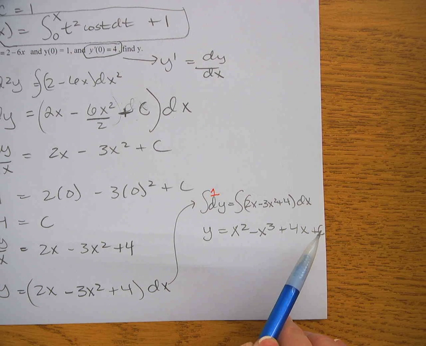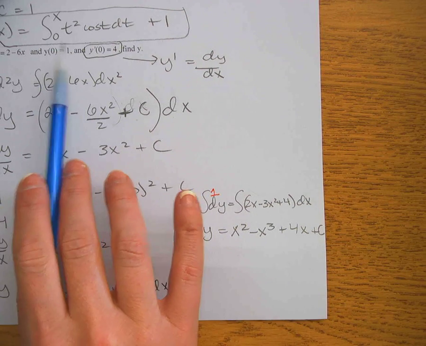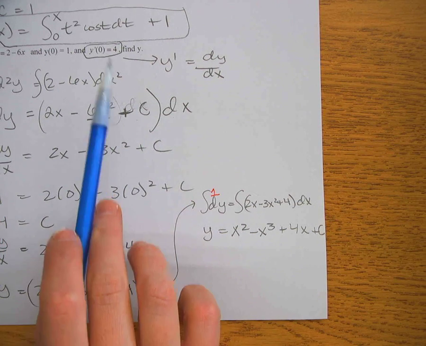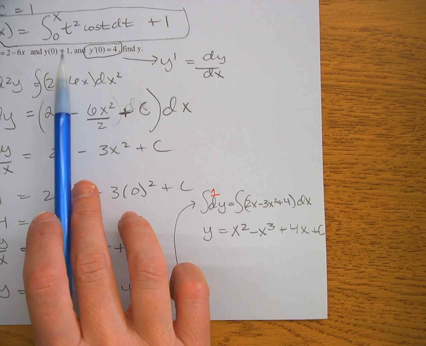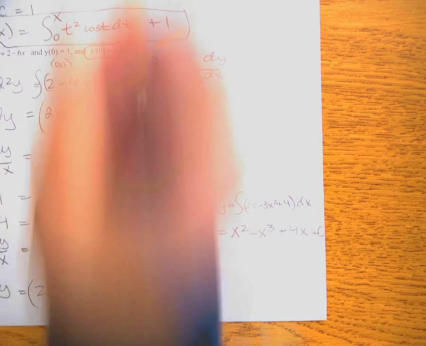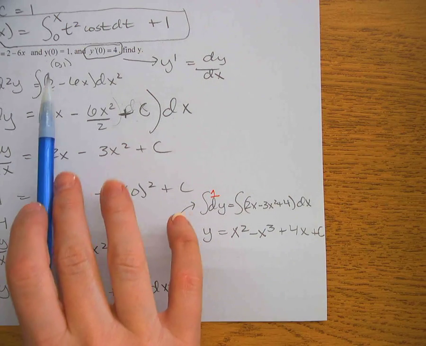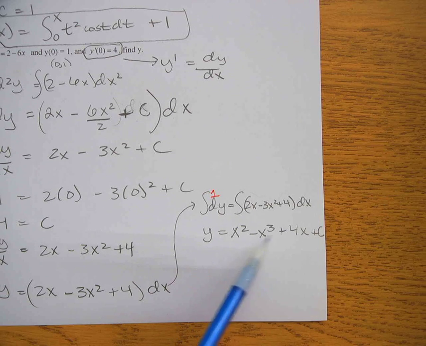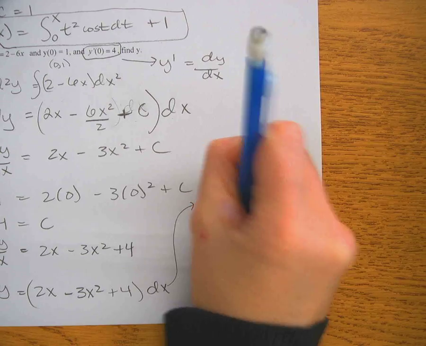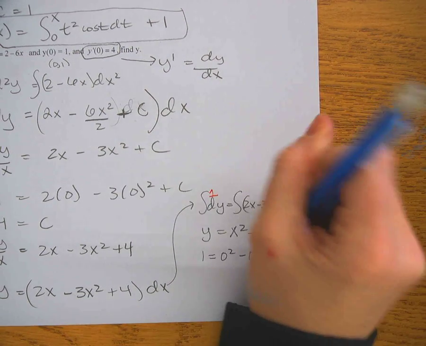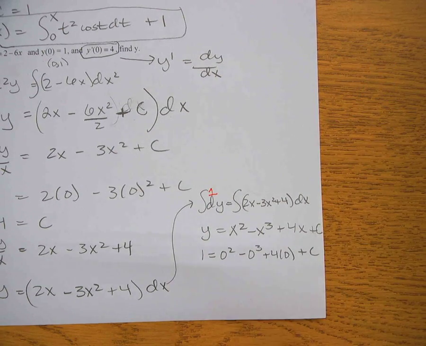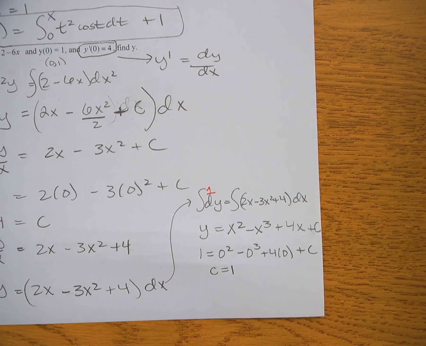And the last thing I need to do is solve for c using the other initial condition I was given. I was told that y, which is this right here, is equal to 1 when x is 0. So I have the point (0, 1). I can plug 0 in for x and 1 in for y. So I get 1 is equal to 0 squared minus 0 cubed plus 4 times 0 plus c. And I get that c is 1.